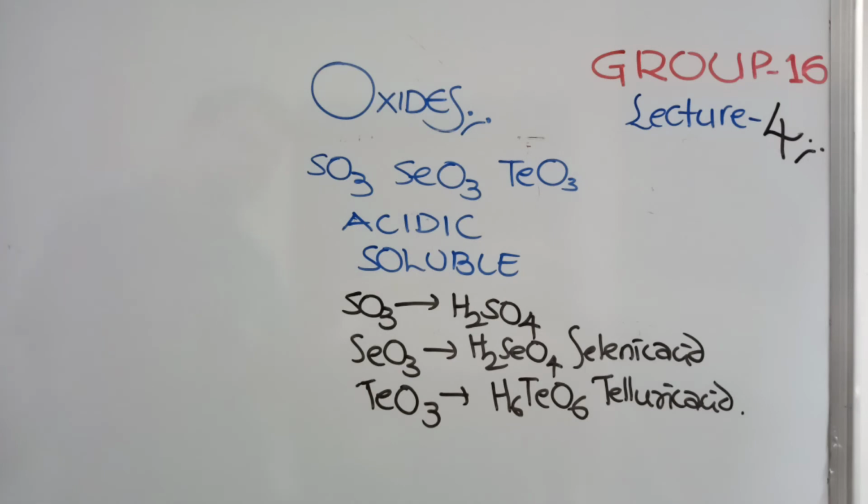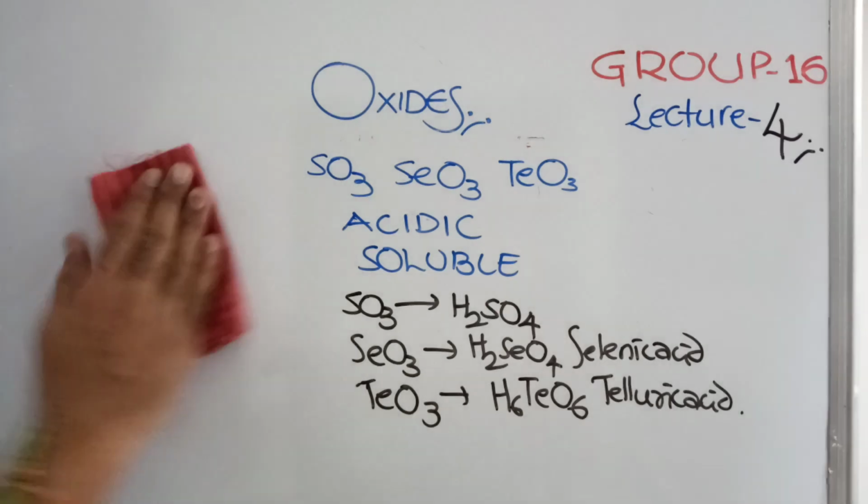Sulfur trioxide, selenium trioxide, tellurium trioxide, all are acidic in nature. Soluble in water. When they are soluble in water, they form acids. You can see the acids here. Sulfuric acid, selenic acid, and telluric acid. Structures we were discussing just now, that is sp2, planar triangle structure. But SO3 is available in two forms. One is cyclic form, another is open chain form. Okay, how it is going to be, we will have a look.